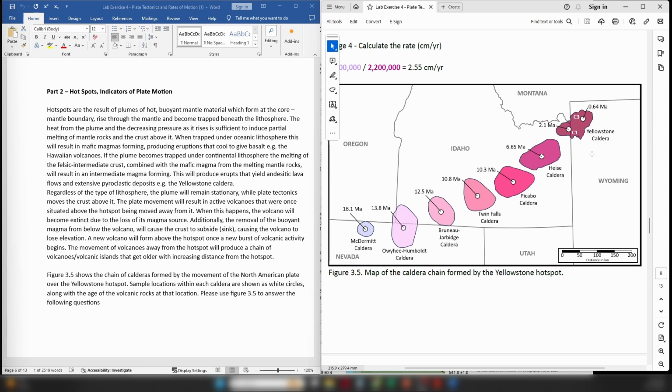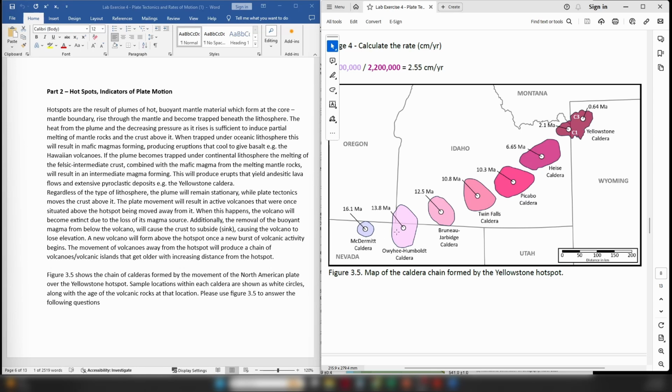Within the caldera itself, there will be erupting intermediate and felsic lavas, so producing andesites and rhyolites. And so each of these calderas is a topographic low which is full of intermediate and felsic volcanic rocks. Now, as we move away from our hotspot, why do we see these calderas getting older?